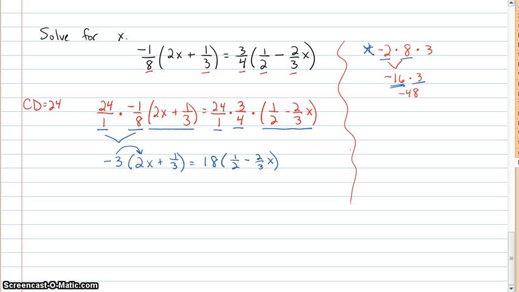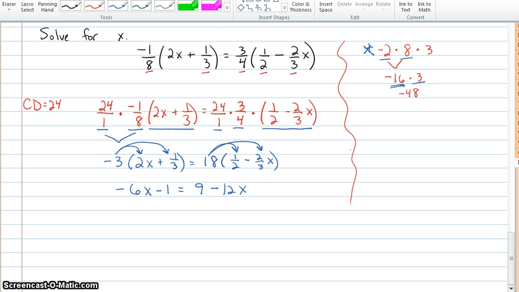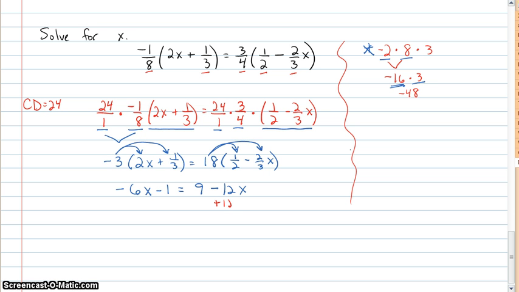Now I distribute, and you'll notice that my fractions disappear. Now I'm going to solve like normal. Add 12x, add 1, 6x equals 10, so x equals 10 divided by 6, aka 5/3.